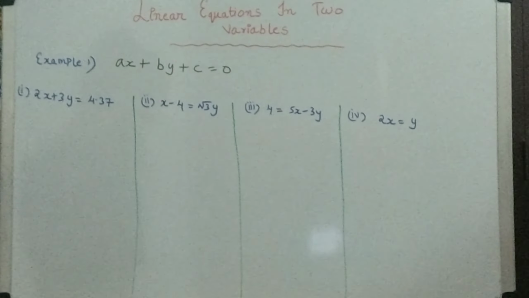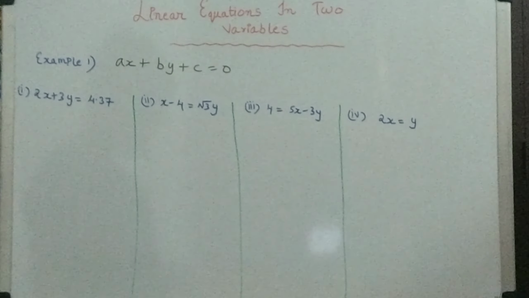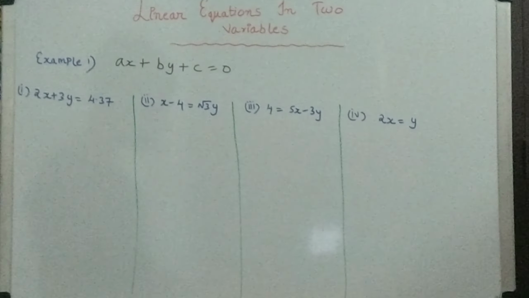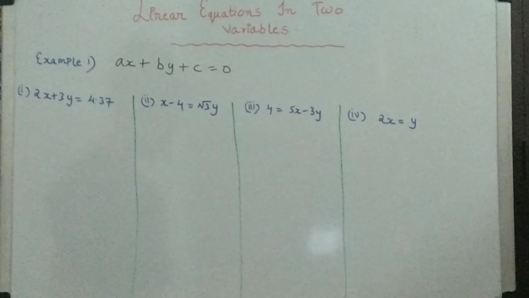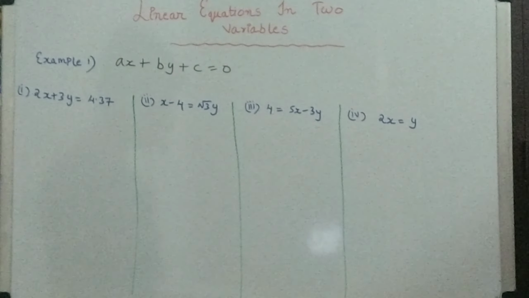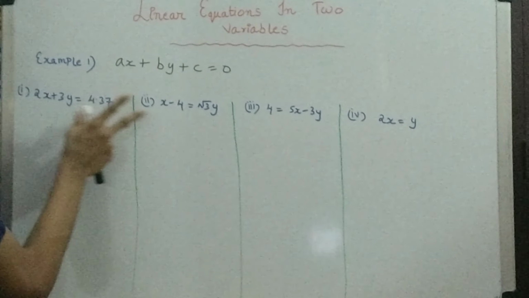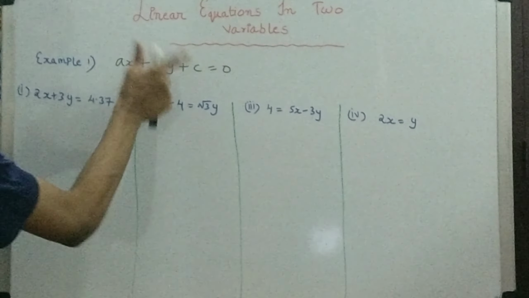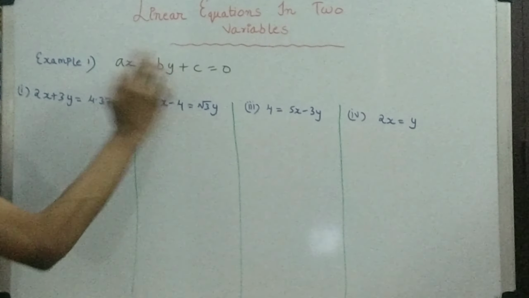Now let's do our example number 1. The question is, write each of the following equations in the form ax plus by plus c is equal to 0 and indicate the values of a, b and c in each case. So we have to express these linear equations in two variables in their general form, and we have to write the values of a, b and c.